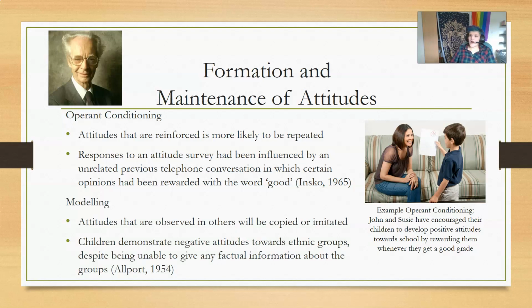Another way to maintain an attitude is through modelling. So attitudes that are observed in others will be copied or imitated, and this is how we see children displaying attitudes that their parents display. Children demonstrate negative attitudes towards certain ethnic groups, despite not being able to give any factual information about the group. But their parents were found to be racist, and so we can see how they are displaying those same racist attitudes as their parents.